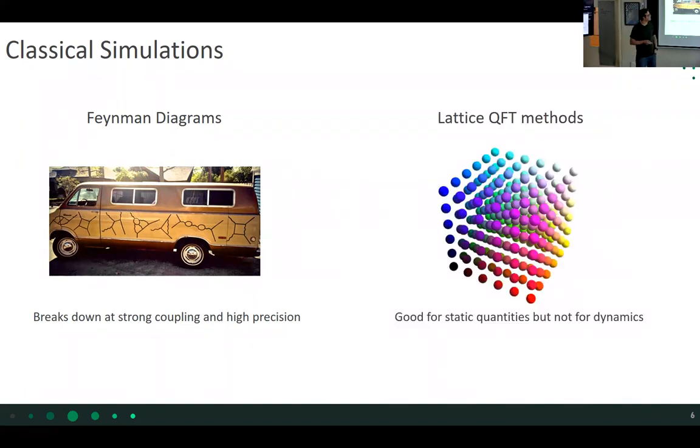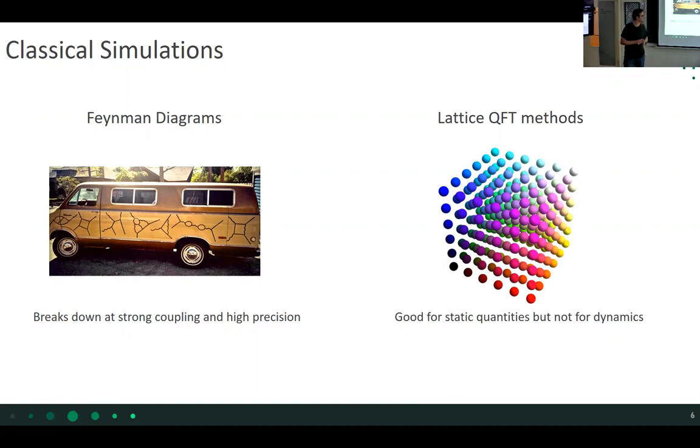An alternative method is lattice quantum field theories. These methods are good for static quantities, and they have high precision for calculating them, up to 12 bits of precision.